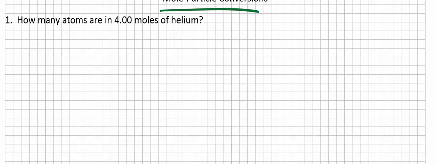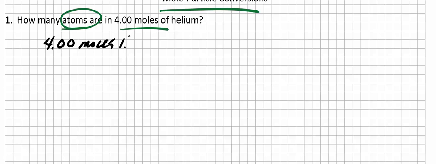So let's start with what we know. We've been told that there are 4.00 moles of helium, and we're being asked about the number of atoms. So this is clearly a conversion problem. But how do we convert from moles to atoms? Well, we're going to start with what we know. And what we know is 4.00 moles of helium. And so I'm going to write that just like that.